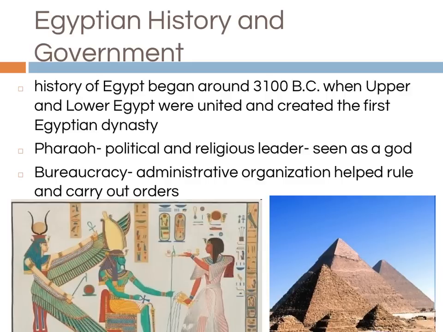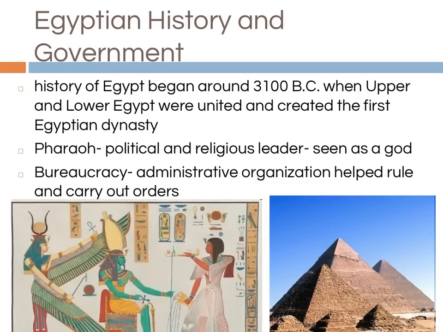So we talked about that in the earlier slides, about how a lot of these earlier civilizations combined both political and religious power. So the pharaoh is the political leader, he's the king, but also he's a religious leader because he's seen as a god on earth to be worshipped.